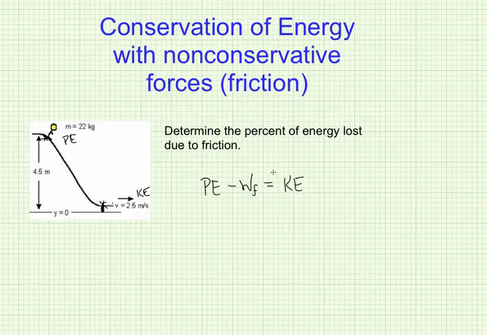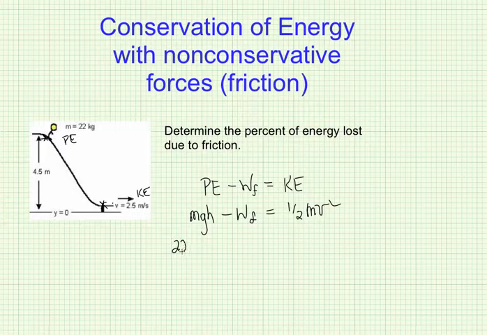So now I want to find out how much energy was lost due to friction. So let's first start with this. Let's find out how much work was done by friction. So my potential energy is simply mgh minus the work done by friction. That's going to equal my kinetic energy, 1/2 mv squared. I can't just cancel out my masses because work doesn't have a mass term in it.